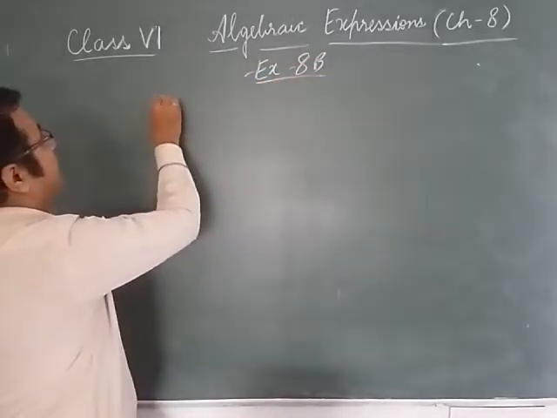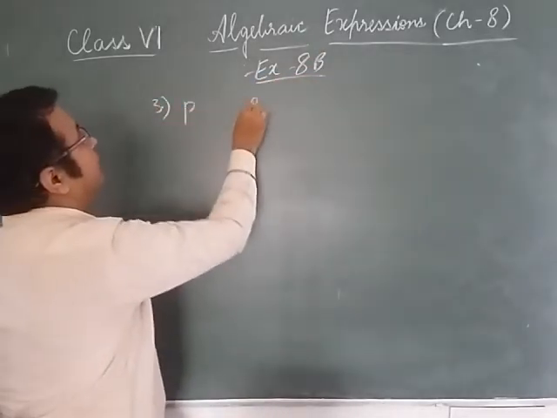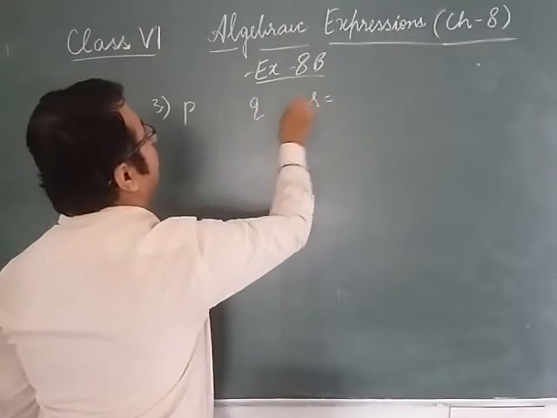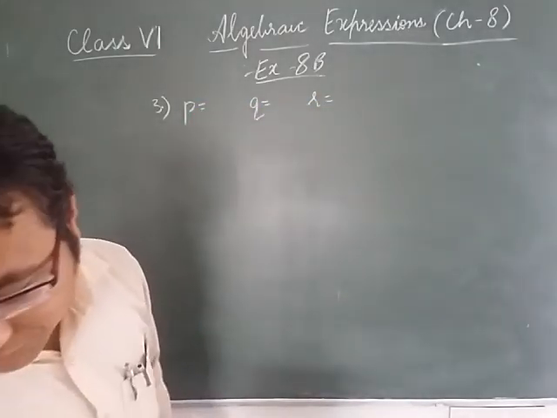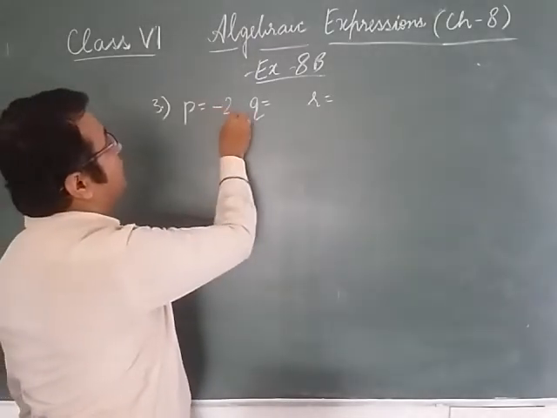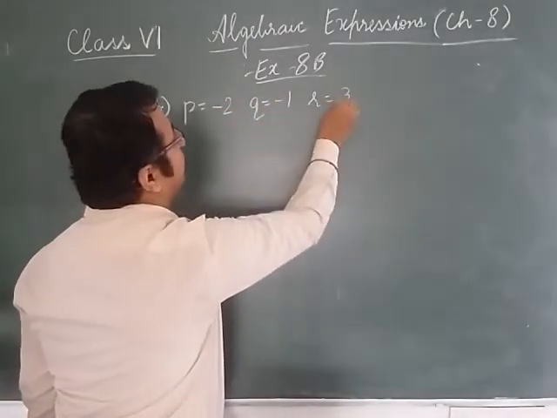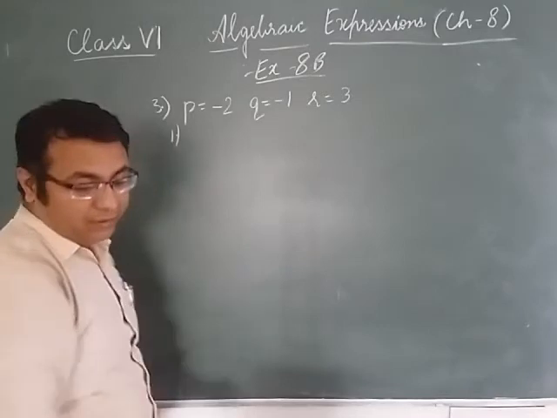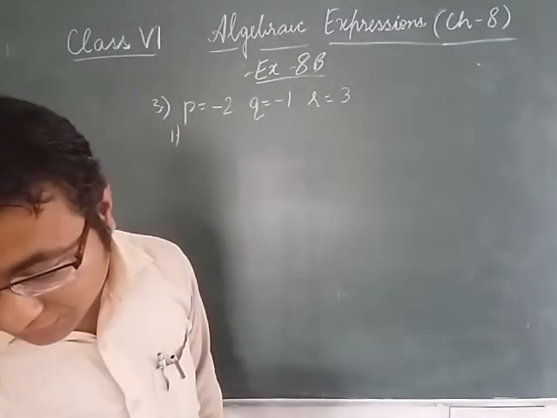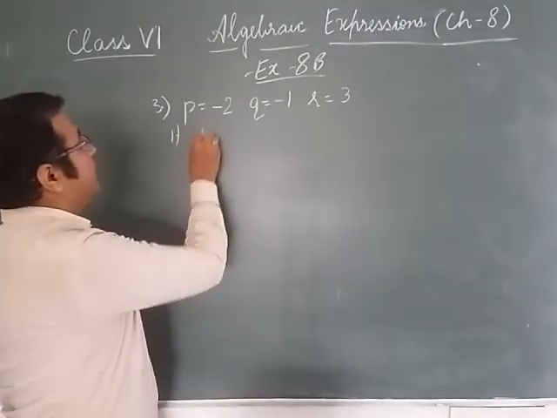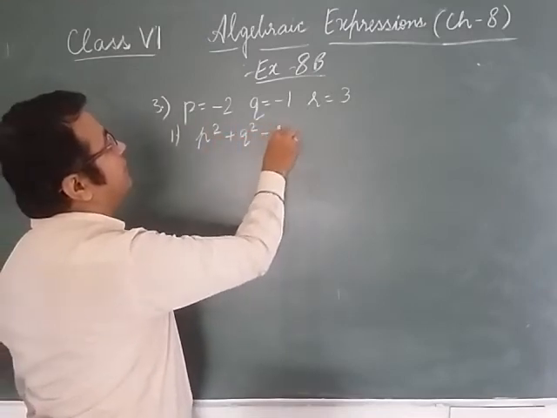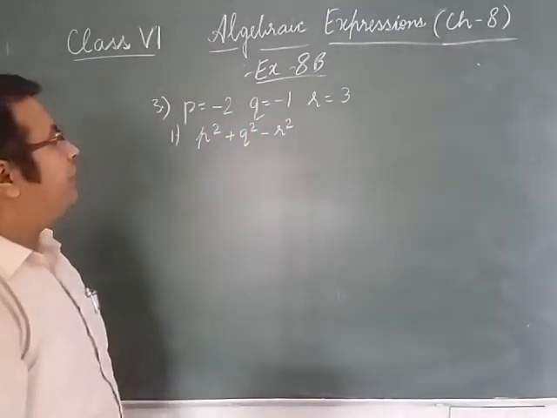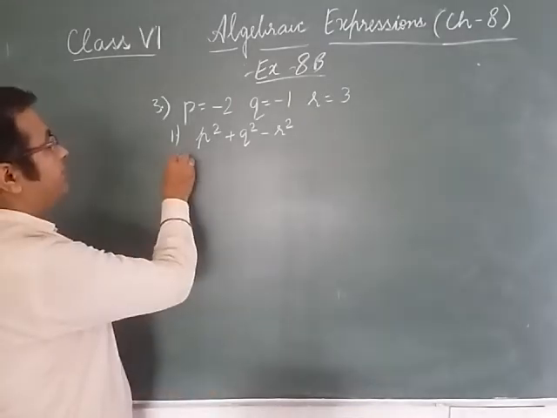Question number 3, here values of P, Q and R are given. Value of P is minus 2, Q is minus 1 and R is 3. Let us see the first part. In the first part you have to find the value of P square plus Q square minus R square. Let us put the values of P, Q and R in this expression.